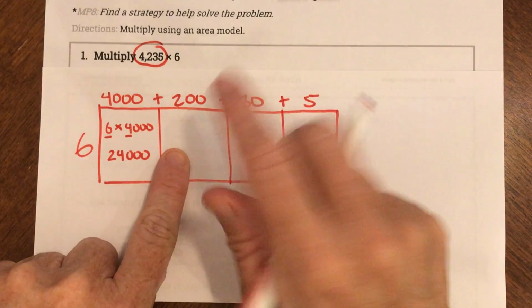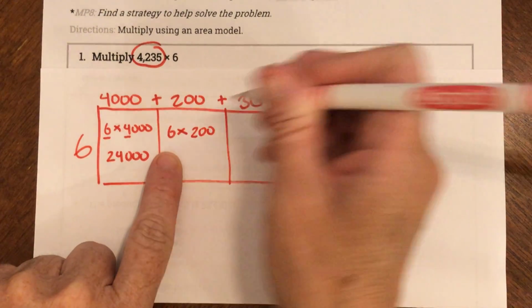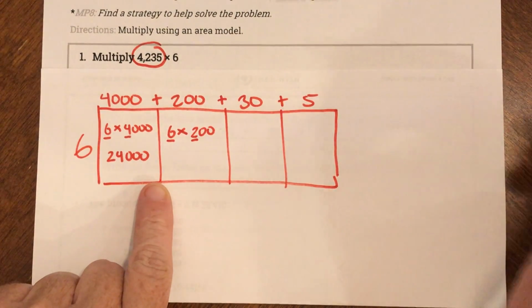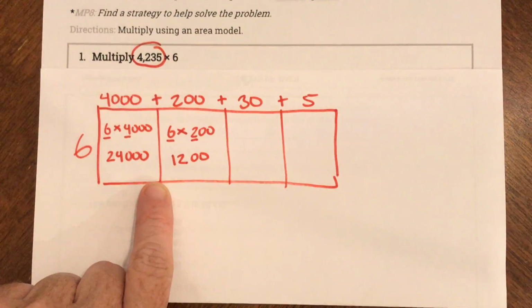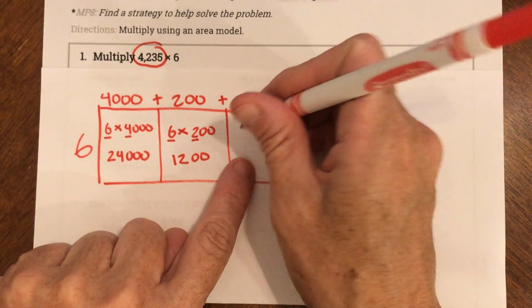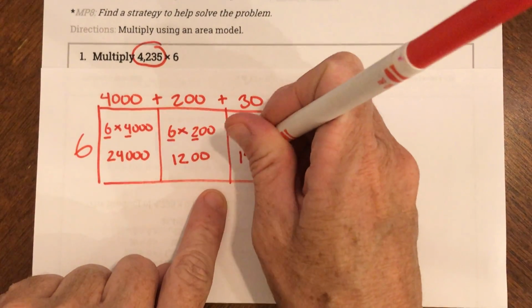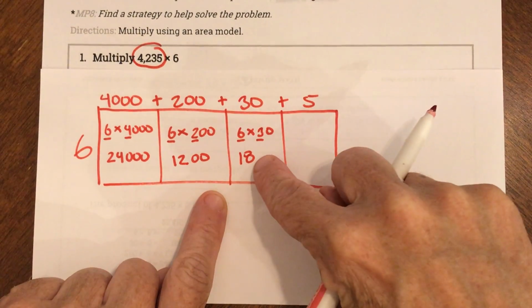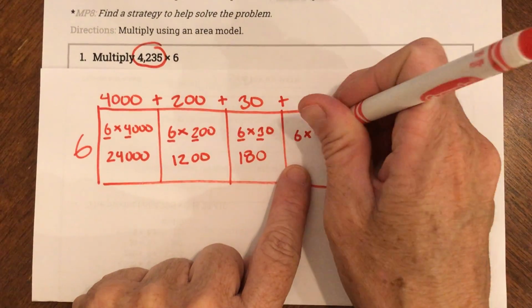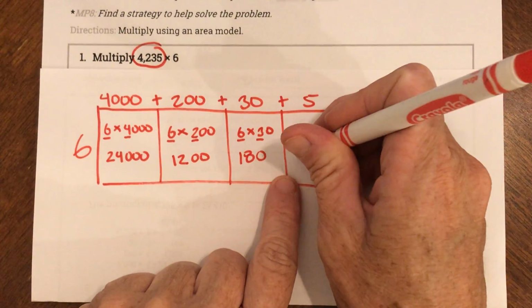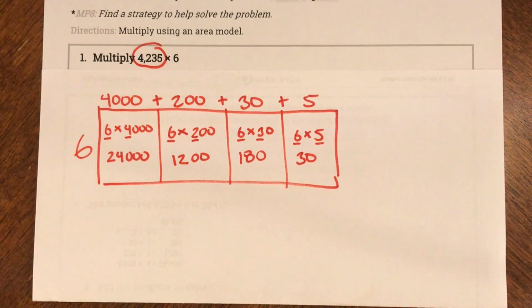Okay, what do I have here? I have 6 times 200 meet in this box. So what's 6 times 2? 6 times 2 is 12, and how many zeros am I going to add? 1, 2. Okay, what meets in this box? 6 times 30. So 6 times 3 is 18, and how many zeros am I going to add? Just 1. And then what meets in this box? 6 times 5. So 6 times 5 is 30, and then how many extra zeros? None. Okay, so that's what step 4 said to do.